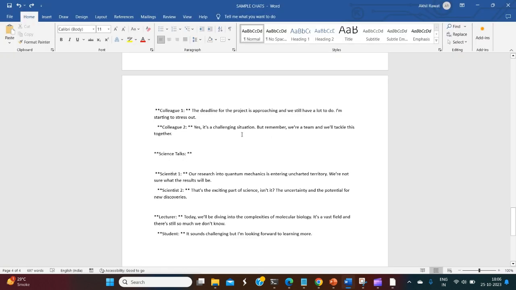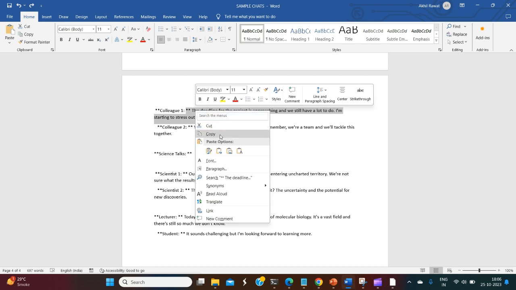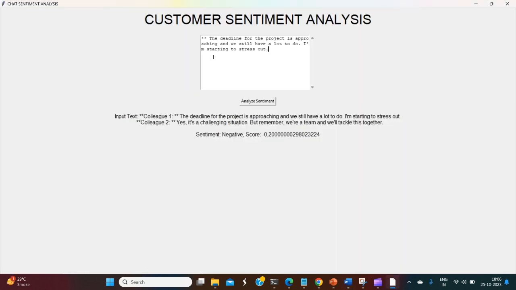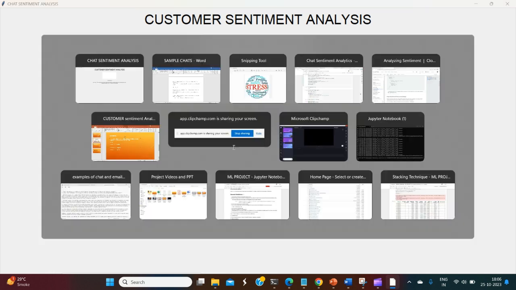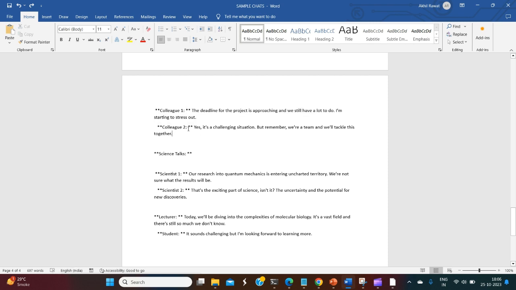Let's break down these two different phrases and check what's happened now. So, yeah, this time I am correct. Okay, I told you this is negative, so the negative score of minus 0.30. So that the deadline for the project is approaching, and we still have a lot to do. I'm starting to stress out. It becomes negative. And what about the second one?